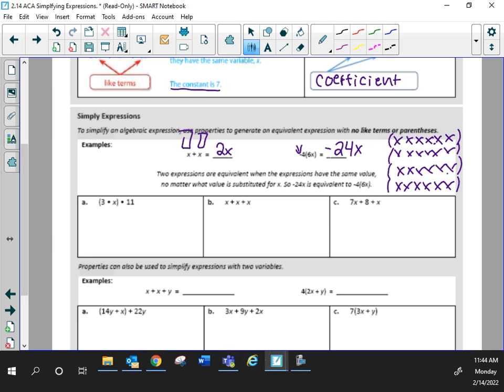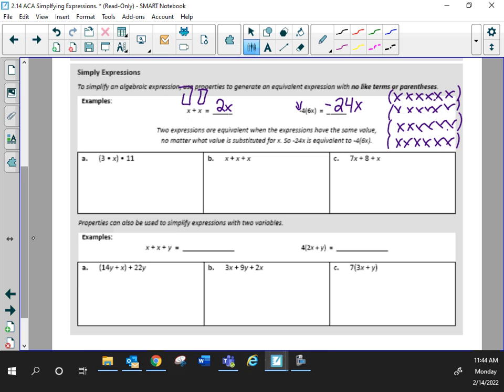Okay? So, looking at A, 3 times x would give me 3x. Times 11 would give me 33x. Again, I can multiply on my terms, I just can't add on my terms. x plus x plus x, 3x.